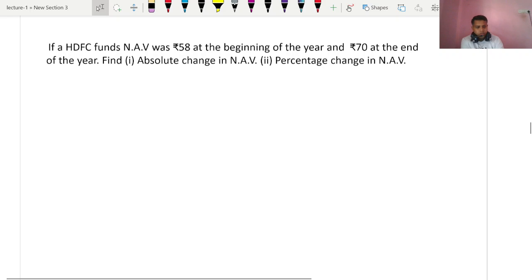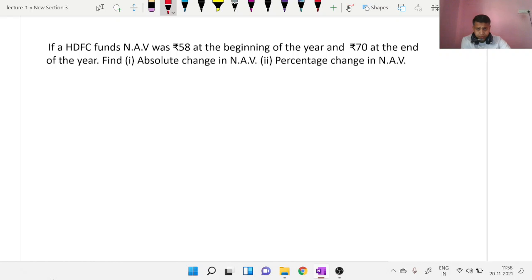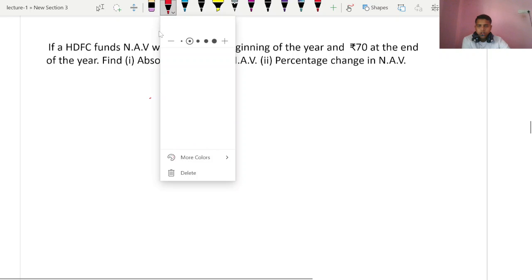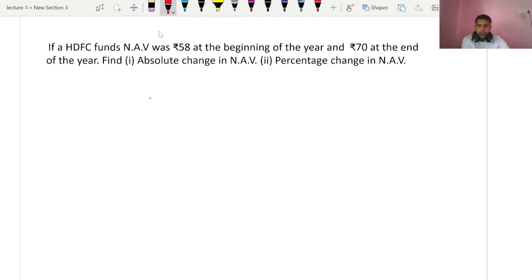So this was the problem for the second lecture. If an HDFC fund net asset value was 58 rupees at the beginning of the year and 70 rupees at the end of the year, find absolute change in net asset value and percentage change. Okay. So at the beginning 58 rupees and at the end 70. So what is absolute change?